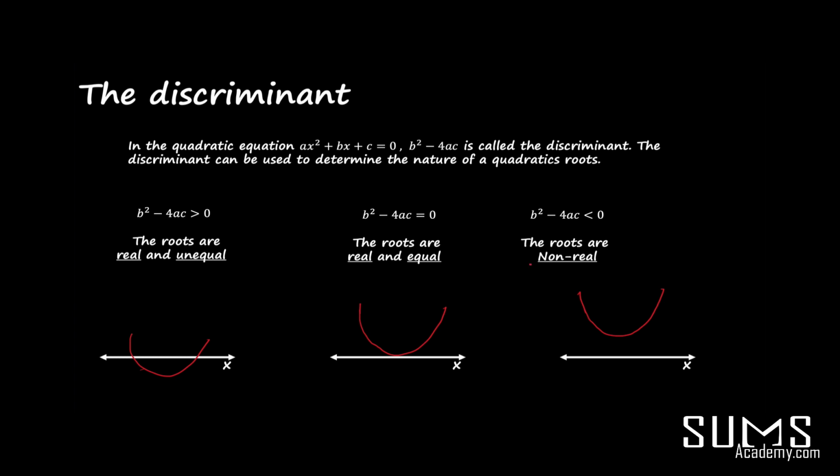And this last scenario here is when b squared minus 4ac is less than 0. So when you have that, the roots are non-real. So when you're saying the roots are non-real, in the sense that they don't exist in the traditional way of thinking about them, beyond that is beyond the scope of the course, looking at complex numbers.